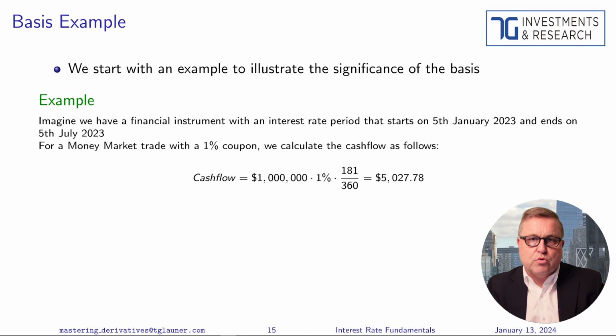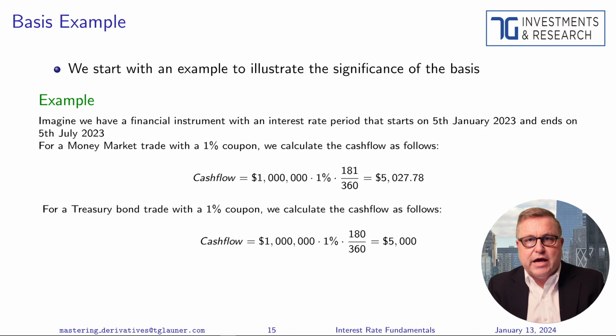Comparing two instruments both offering a 1% coupon rate, firstly a money market trade with a 1 million principal, multiplied by 1% yields an interest calculated using a basis that prescribes specific numerator and denominator conventions, resulting in $5,027.78 due to a day count fraction of 181 over 360 days.